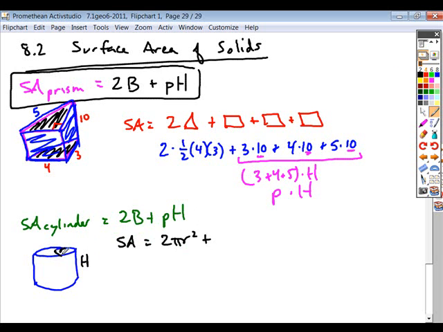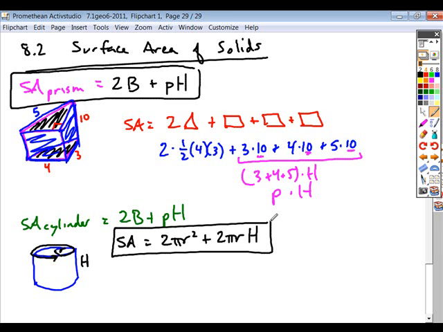And what is the perimeter of a circle called? Circumference. And what's the formula for circumference? 2 pi r. So the lateral surface is 2 pi r h. So we have a more specific surface area formula for a cylinder. And you can just substitute that in, plug it in, and solve.